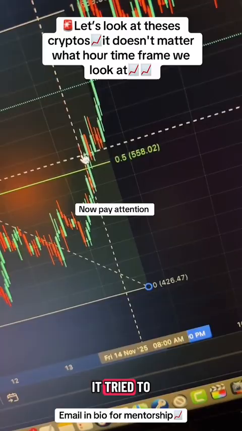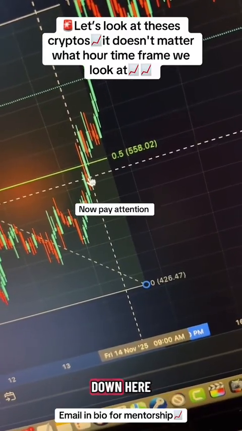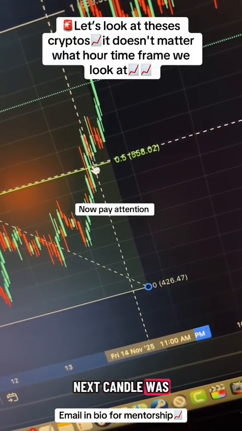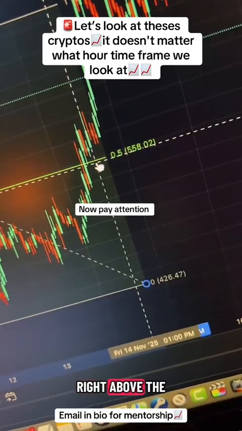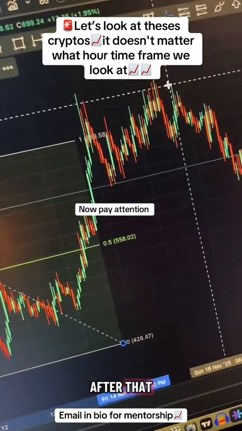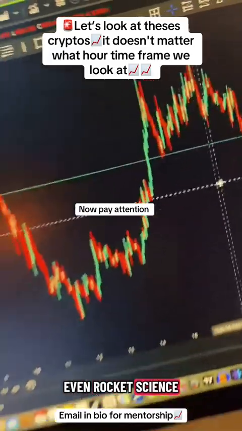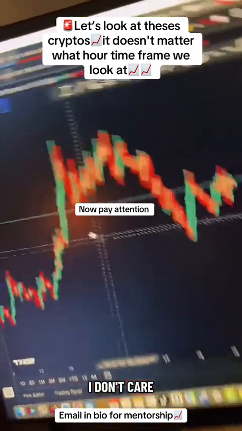This right here, it tried to pierce through, close down here. This candle right here closed above, and then the next candle was confirmation of support right above the 50% level. Look what happened after that. This is not even rocket science. Anywhere you go, I don't care. That was a 1 hour chart.